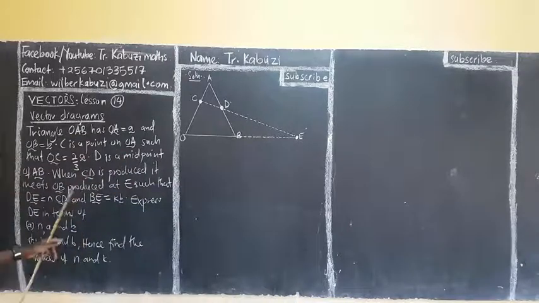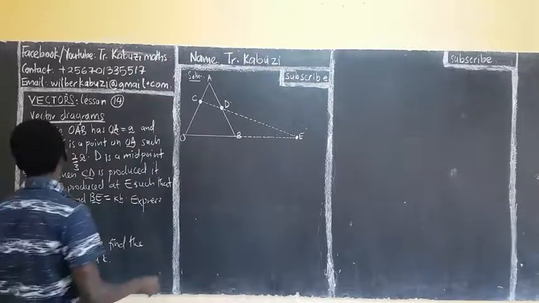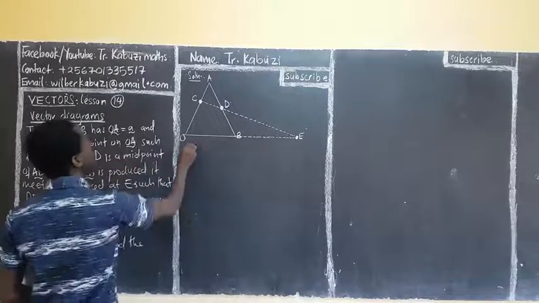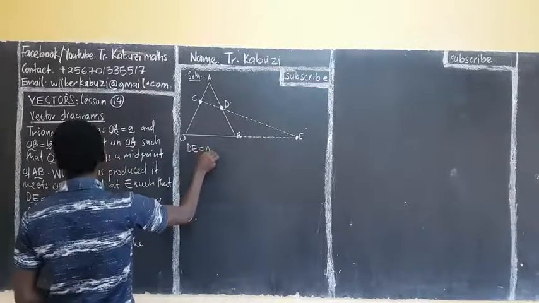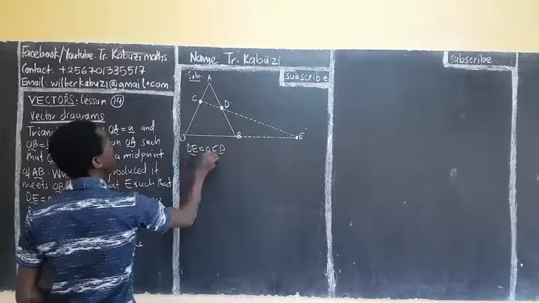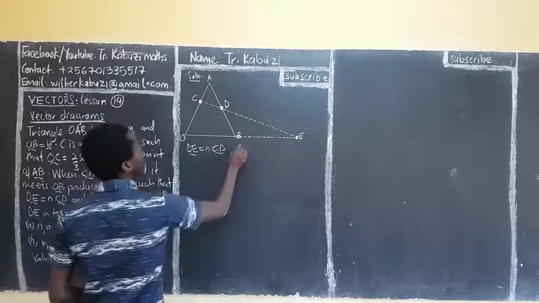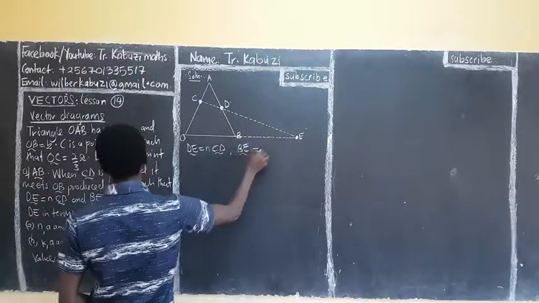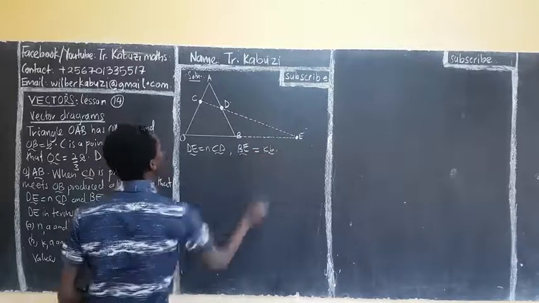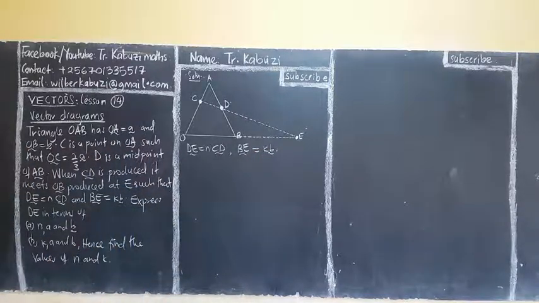Such that DE is equal to n CD, and BE is equal to kb. Okay, so that's what we have. Express DE in terms of a and b, and also in terms of k and b. Anyway, let us see now how we express it in those two terms.